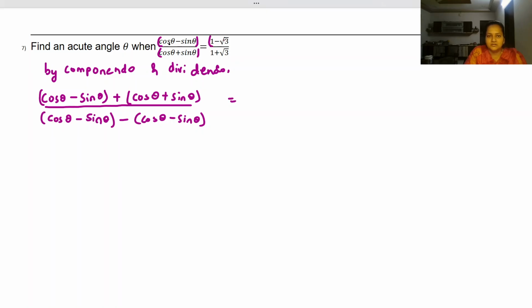Same we'll do over here. So we have 1 minus root 3. Let me rewrite it. 1 minus root 3 plus 1 plus root 3, because my numerator is 1 minus root 3 and denominator is 1 plus root 3, over 1 minus root 3 minus 1 plus root 3. So let's simplify this now. So what are we going to get?